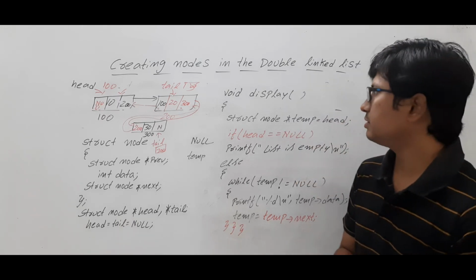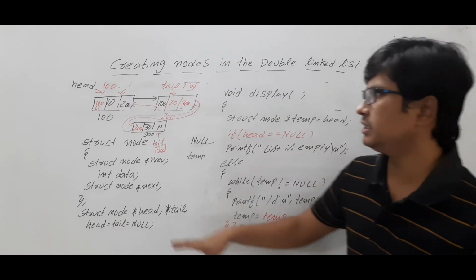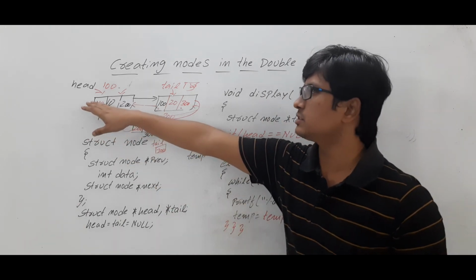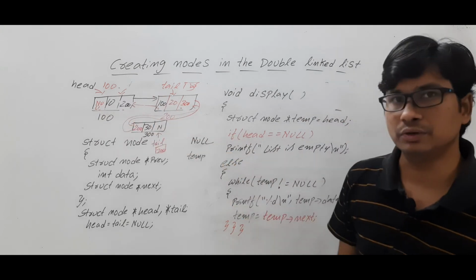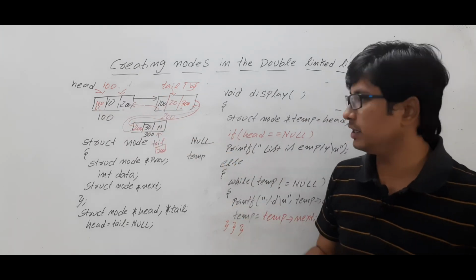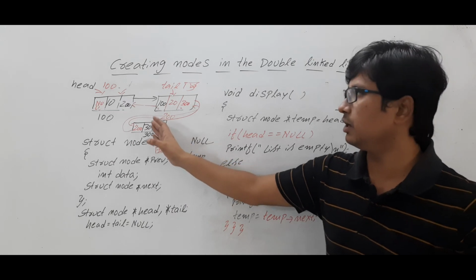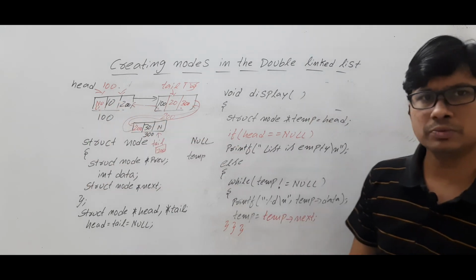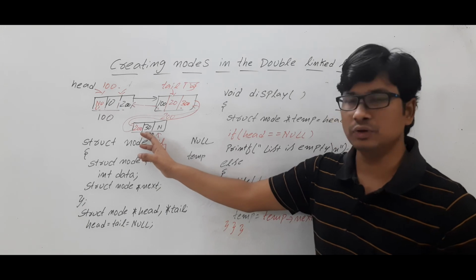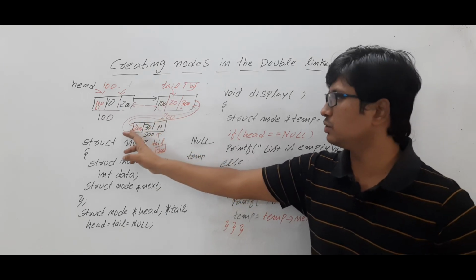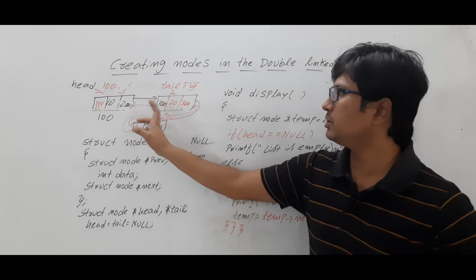See, what is this display function doing? It is displaying the elements from the first node to the last node. If you want to display the elements in reverse order, meaning from the last node to the first node, is it possible? Yes, it is possible. From this node, you can traverse to this node because you have the address of the previous node.